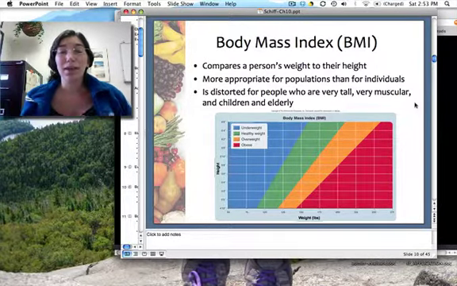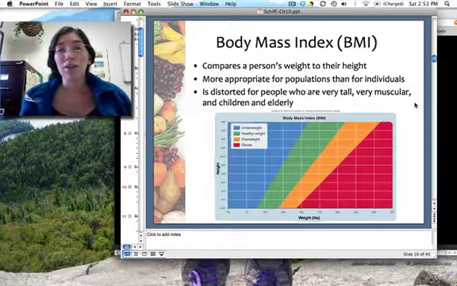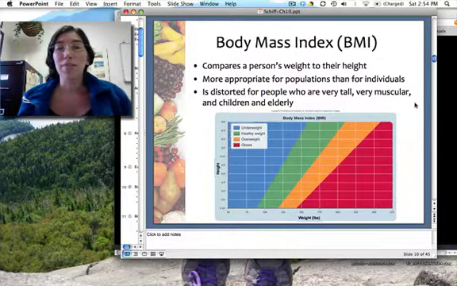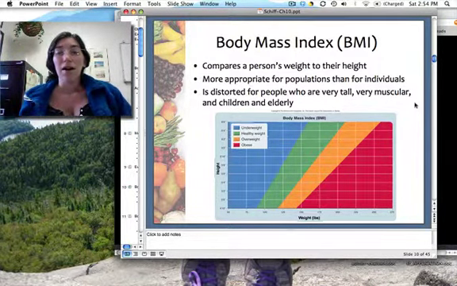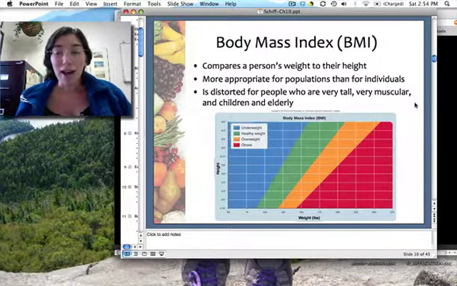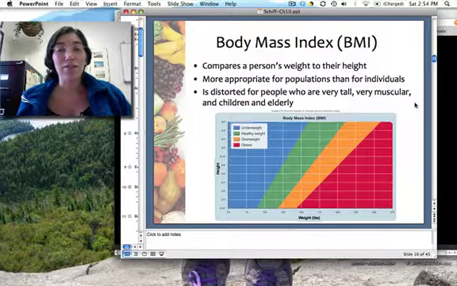So it was originally designed as a tool to assess the health of populations, okay? And when it comes to statistics, numbers that we use for populations are not always appropriate for using with individuals. So there's some sort of error there. All of these different methods should be taken with a grain of salt. They're not exact, but they are just good ways to estimate your health, right?